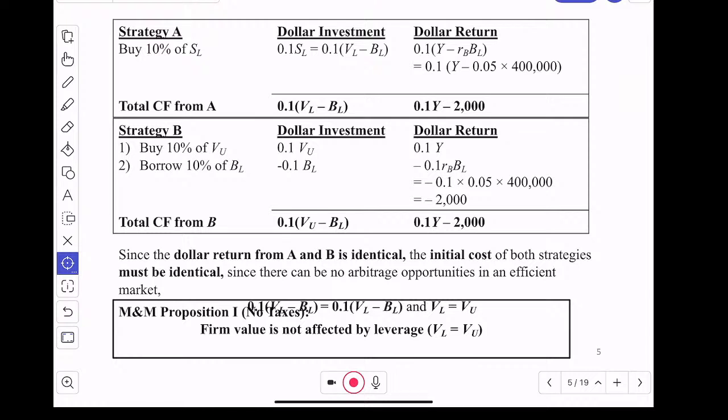Now, since the dollar return from A and B is identical, the initial cost of both strategies must be identical, since there can be no arbitrage opportunities in an efficient market. Any kind of profit will be bid away. And so we assume that we are operating in efficient markets and there are no opportunities to make profit.